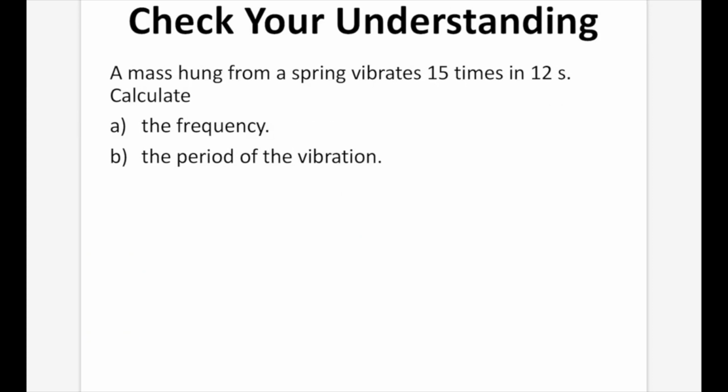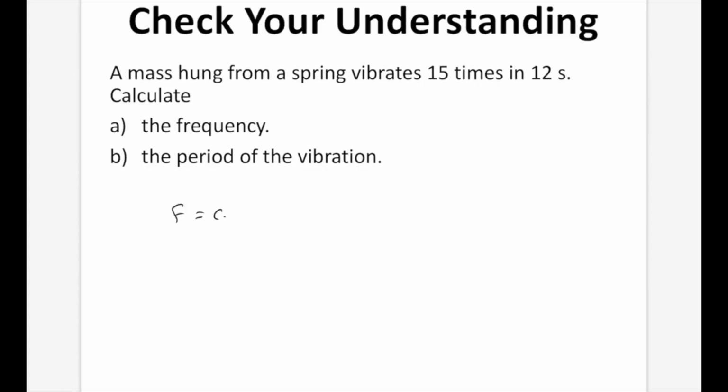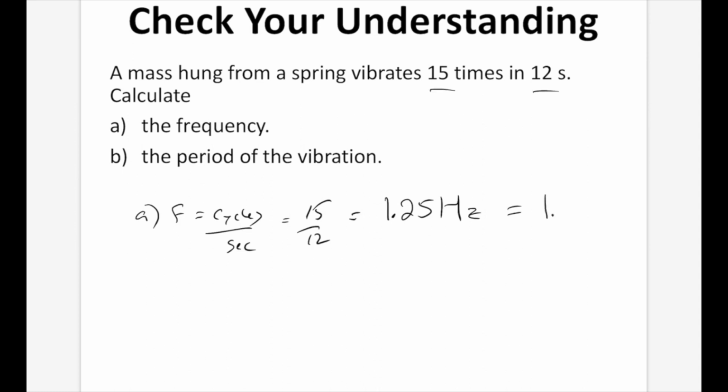Check your understanding. A mass hung from a spring vibrates 15 times in 12 seconds. Calculate the frequency and the period of the vibration. So frequency is going to equal cycles per second. We're told that it vibrates 15 times in 12 seconds, giving us a frequency of 1.25 hertz. Now we need 2 sig digs, so our final answer becomes 1.3 hertz.